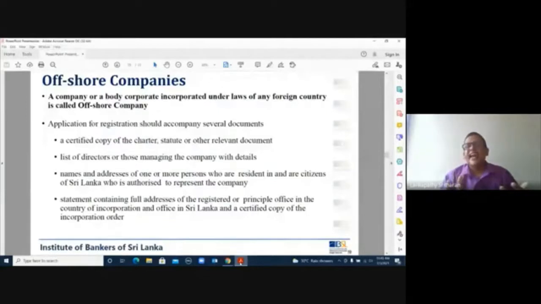These are, I think, the legal matters. These are as they are. And names and addresses of one or more persons who are resident in and are citizens of Sri Lanka who are authorized to represent the company. You have to keep this in mind. If it is an offshore company, incorporated under the law of a foreign country but going to function in Sri Lanka, the name and address of one or more persons who are resident in and citizens of Sri Lanka and authorized to represent the company has to be given to the registrar. And a statement containing the full address of the registered or principal office in the country of incorporation and the office in Sri Lanka, and a certified copy of the incorporation order has to be submitted.